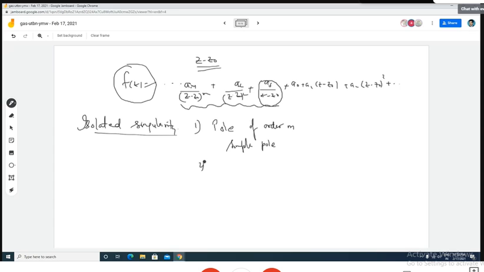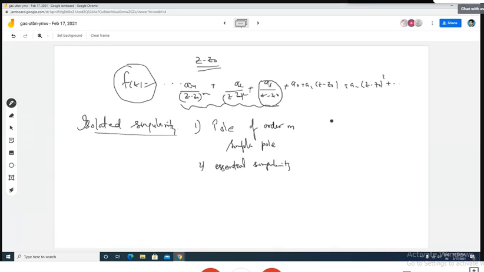And if it has infinitely many terms in the negative powers, infinitely many terms are there, then you say that z equal to z0 is an essential singularity.